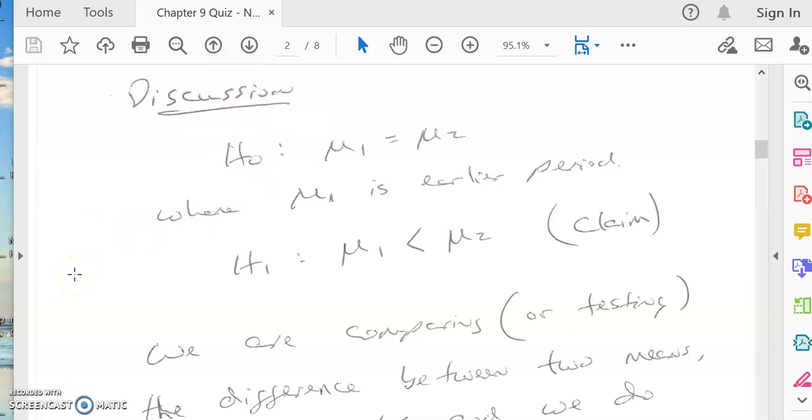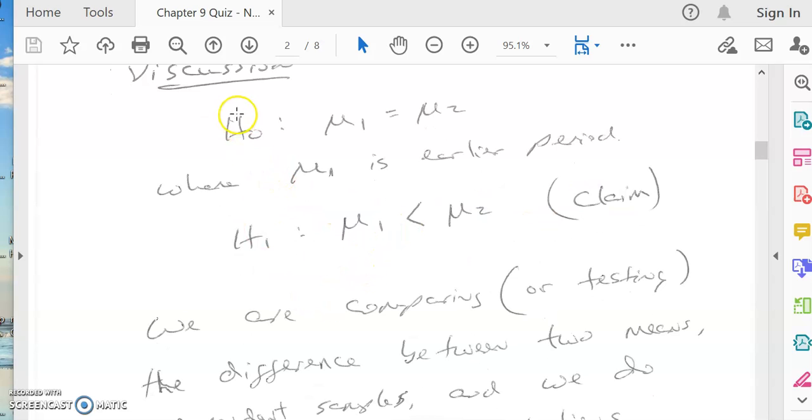My null hypothesis is that mu1 is equal to mu2. So in other words, the mean of the population for the first group, the first period of time, is equal to the mean of the second period of time. I hope I said that right. In any event, it's easier to write it in math than it is to say it. So mu1 is the earlier period. That's our null hypothesis. Our test hypothesis, our research hypothesis, is that the second period is greater than the first period, and that's our claim.